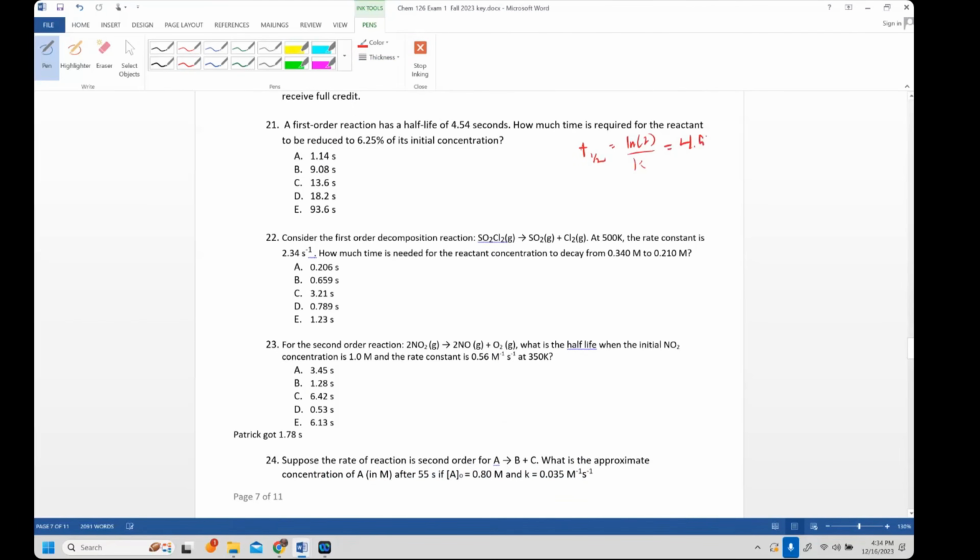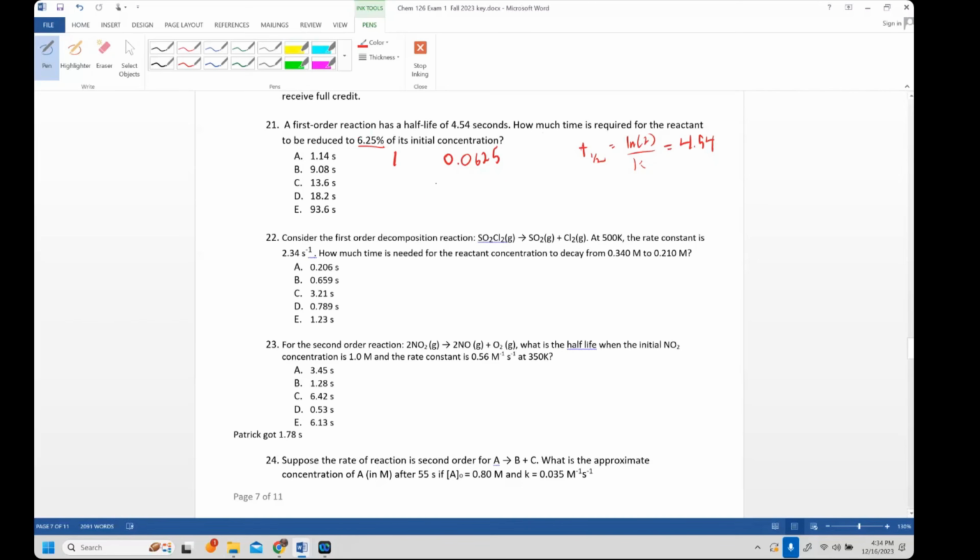How much time is required for the reactant to be reduced to 6.25% of its initial concentration? Now, the wording here is important. So 6.25% of its original. If we start out with 1, going down to 6.25% is 0.0625. It's not 0.9375, right? We are reducing it to 6.25% of the original amount.